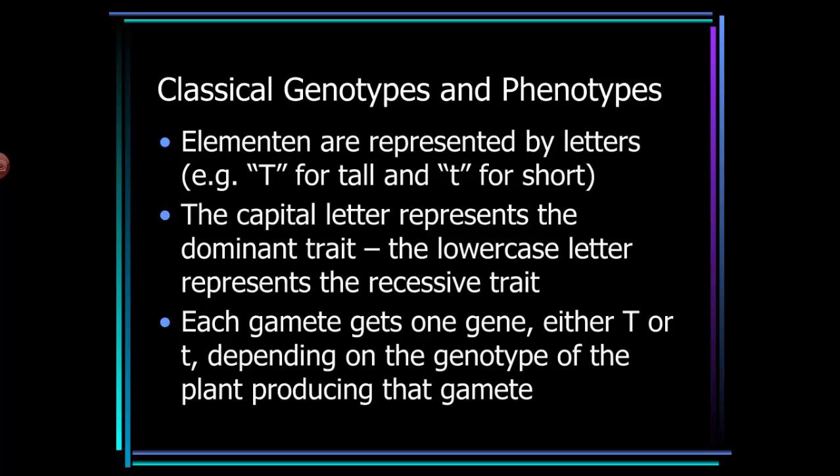Then we take a gamete from two different plants, each with its one letter, and we put them together to form a new organism with two letters again. Okay? Remember, you need two copies of each chromosome to live. So we put that together again, and then depending on the specific combination of letters, we'll figure out what the offspring will look like.